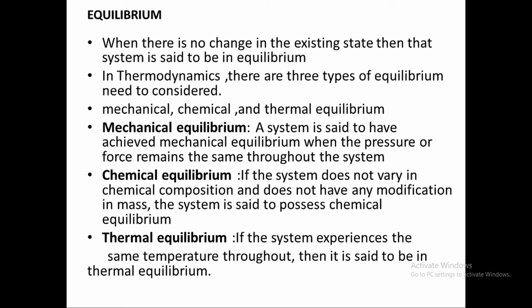So when the pressure or the force is constant throughout the system, then the system is said to be in mechanical equilibrium. Next, chemical equilibrium. If a system does not vary in chemical composition and does not have any modification in mass, that means there is no change in the mass, the system is said to possess chemical equilibrium. Next is thermal equilibrium. If the system experiences the same temperature throughout, then it is said to be in thermal equilibrium, means there is no temperature gradient, the temperature gradient is 0.